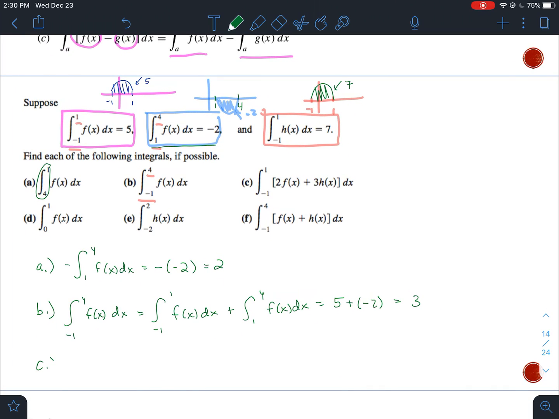And I know both of those. From -1 to +1, I get 5. And from 1 to 4, I get -2. So the total area would be 3 between -1 and 4.